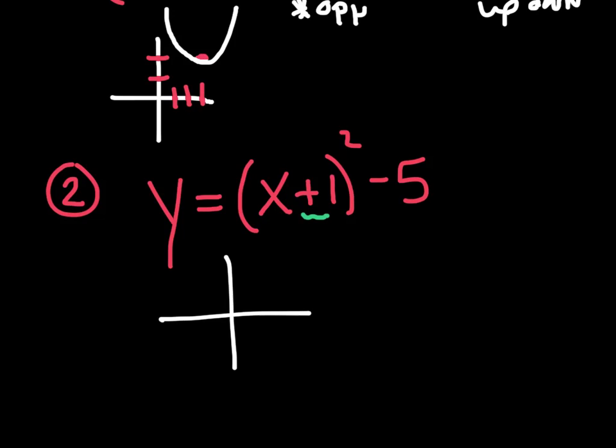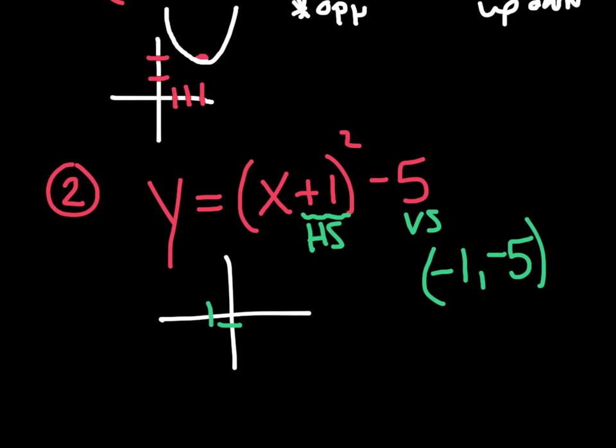Alright, well, hopefully you figured it out. You are going horizontal and vertical shift. Horizontal's inside, and if I see a positive 1, I'm actually going left 1 and then down 5. So I'll just plot that point, left 1 and then down 5, make my point, and say that's a positive x squared, so I know my parabola looks like this.